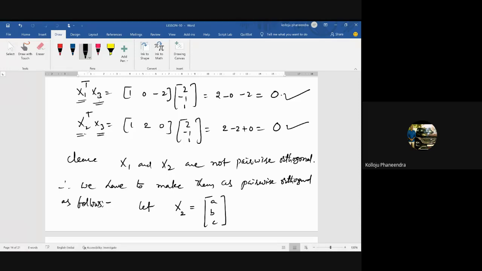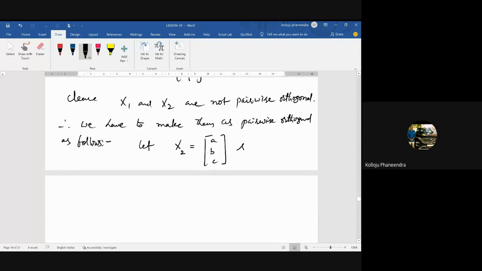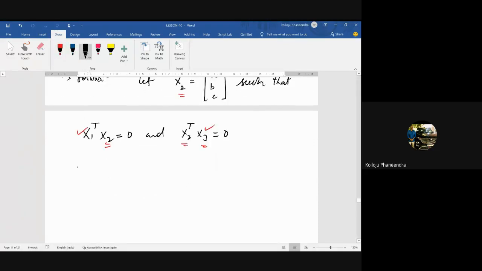What am I assuming? x2 equal to ABC such that ABC are determined so that x1 transpose x2 is 0 and x2 transpose x3 is 0. This x2 must be pairwise orthogonal with x1 and pairwise orthogonal with x3. Okay, now what does this mean? Now from these two, the first one, x1 transpose x2 equal to 0 gives, what is x1 transpose?